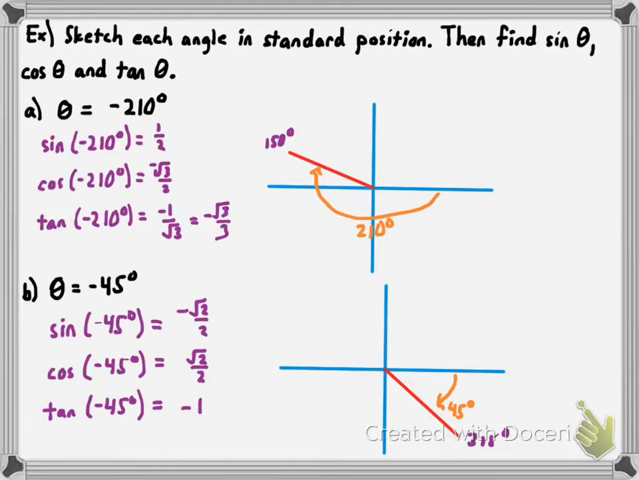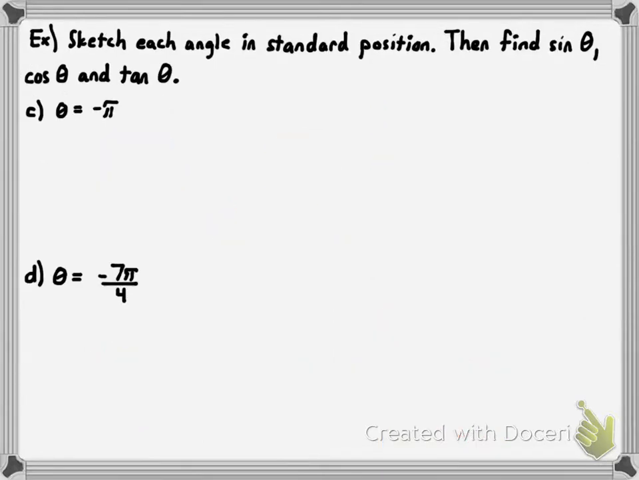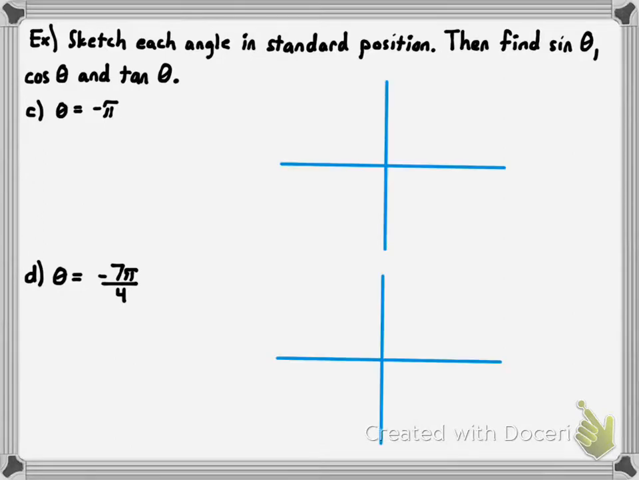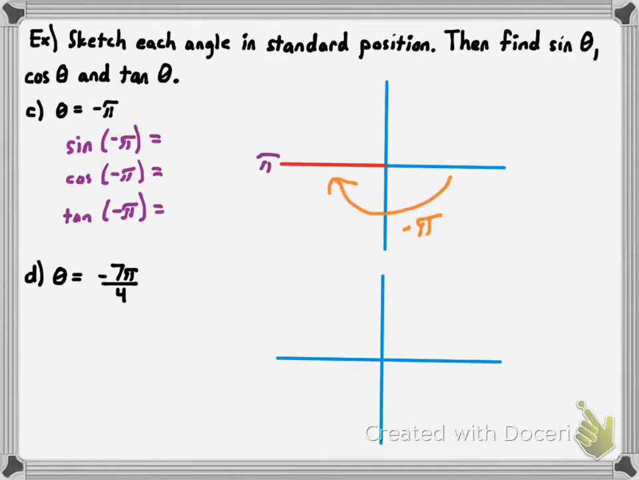Alright, now, it's been a long video to this point. We want to go ahead and get in a couple of negative radian measure problems, and then we'll be done. So let's do the same thing for when theta equals negative pi, and when theta equals negative 7 pi over 4. For when theta equals negative pi, that happens to be in the same place as when theta is equal to pi, right? It's just that we went clockwise instead of counterclockwise.